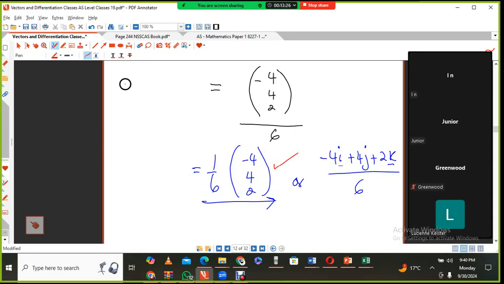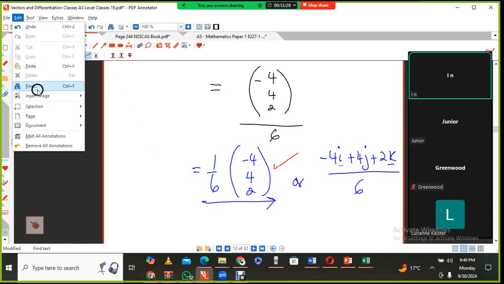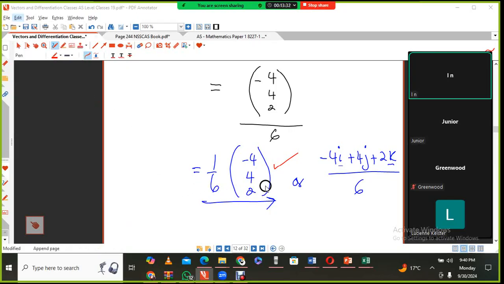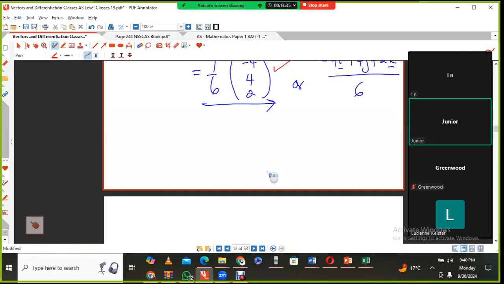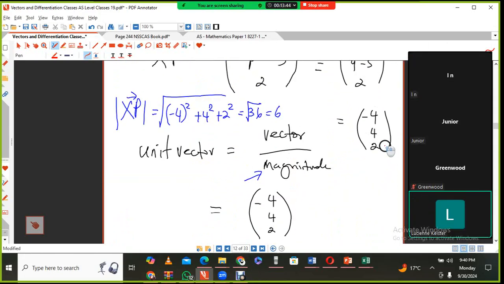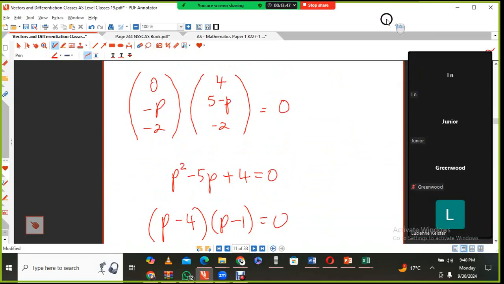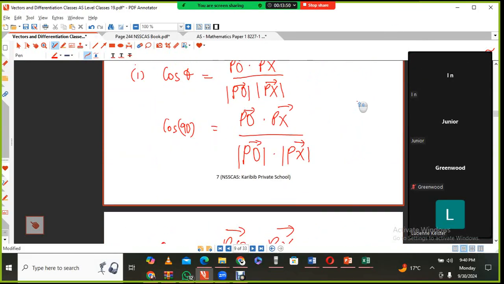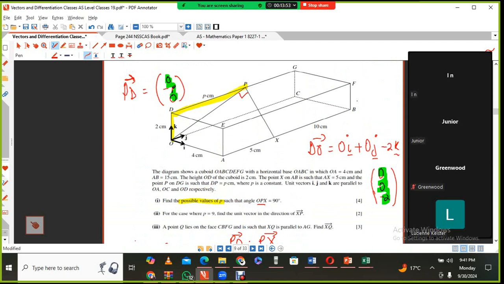Now there's Roman 3. And what is Roman 3 saying? Point Q is on the face CB. Let me just go back to the diagram so I show you exactly what it means. It says there's a point Q that is on this face. You see this face here, right? Let's suppose Q is here, such that it's parallel to AG.